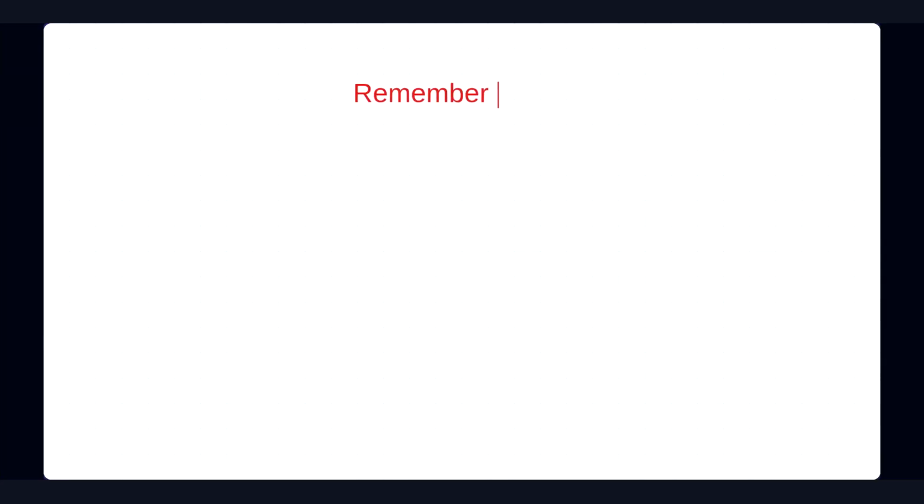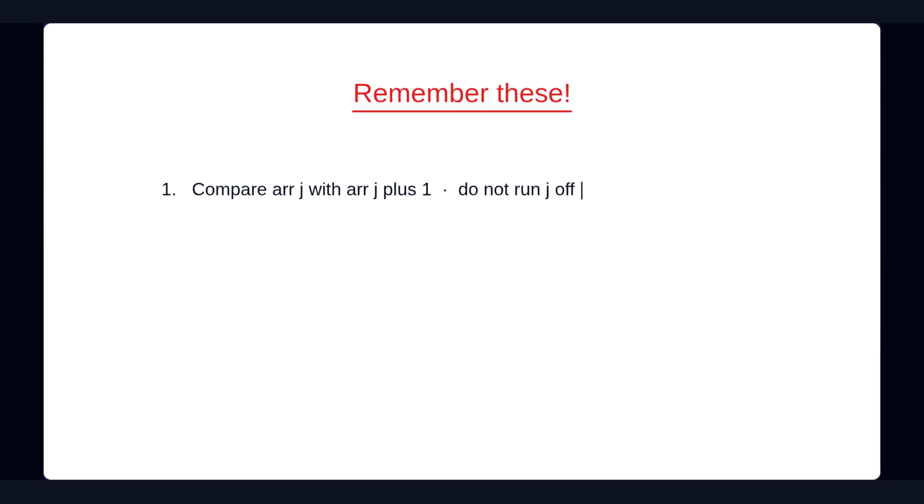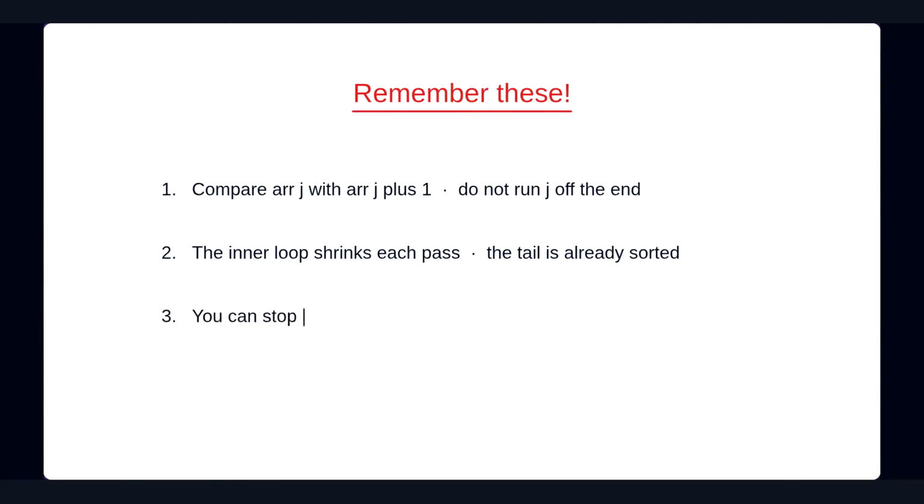Three things to remember. First, the inner loop must stop one short of the end, because we look at index j and the one after it. Second, the sorted tail grows each pass, so the inner loop can get shorter and shorter. And third, a nice trick. If a full pass makes no swaps at all, the list is already sorted and you can stop early.